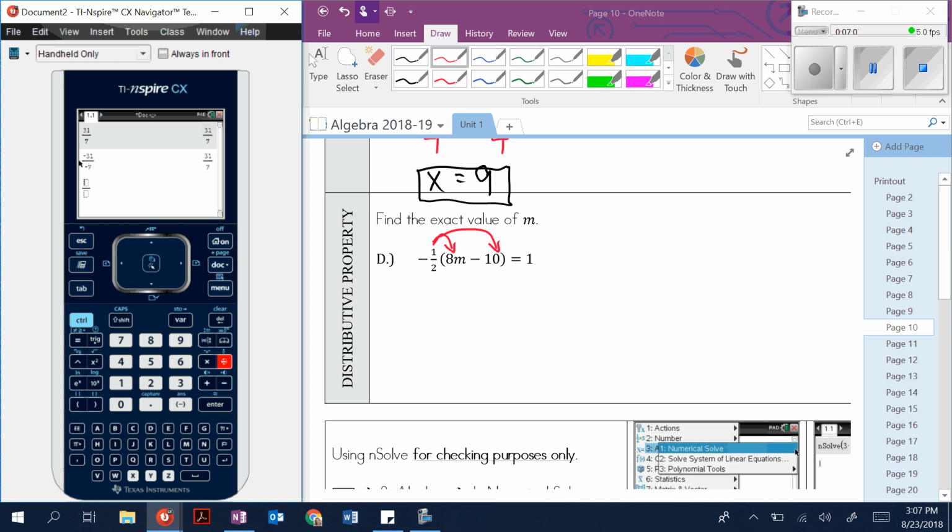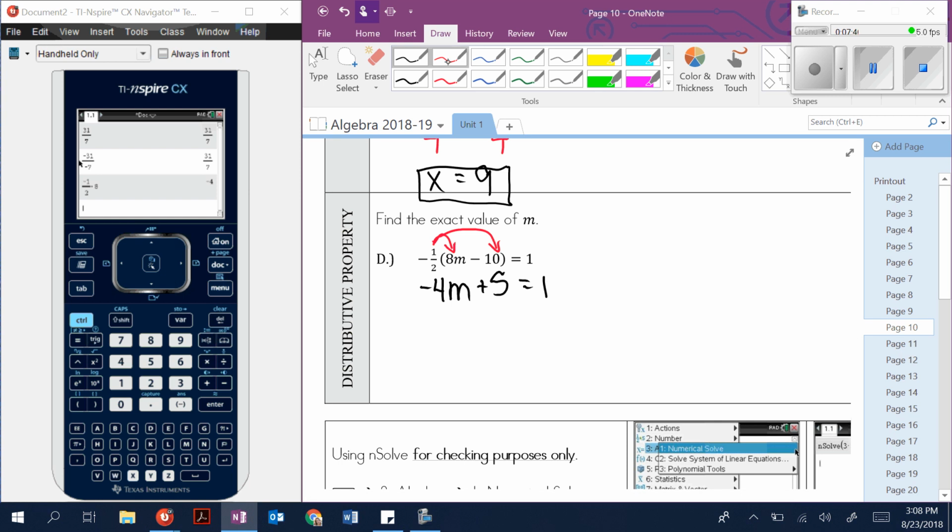So hit Control Division. That's going to give you your fraction, and you can make that negative 1/2 times 8, which is negative 4, because half of 8 is 4, and you're multiplying a negative times a positive. For those of you who wanted to do mental math, which I would encourage, but you have your calculator, use them. So negative 4m, and then negative 1/2 times negative 10 is a positive 5, equaling 1.